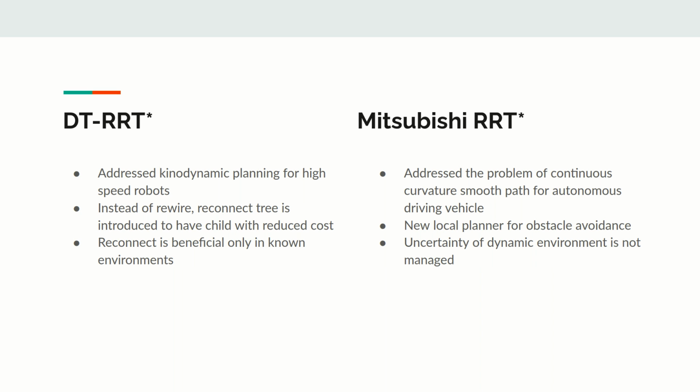DT-RRT star addresses kinodynamic planning for high-speed robots. Instead of rewire, a reconnect functionality is introduced to have a child with reduced cost. However, reconnect is beneficial only in known environments. Another variant addresses the problem of continuous curvature smooth paths for autonomous driving vehicles. It introduces a new local planner for obstacle avoidance, but uncertainty of the dynamic environment is not managed enough.